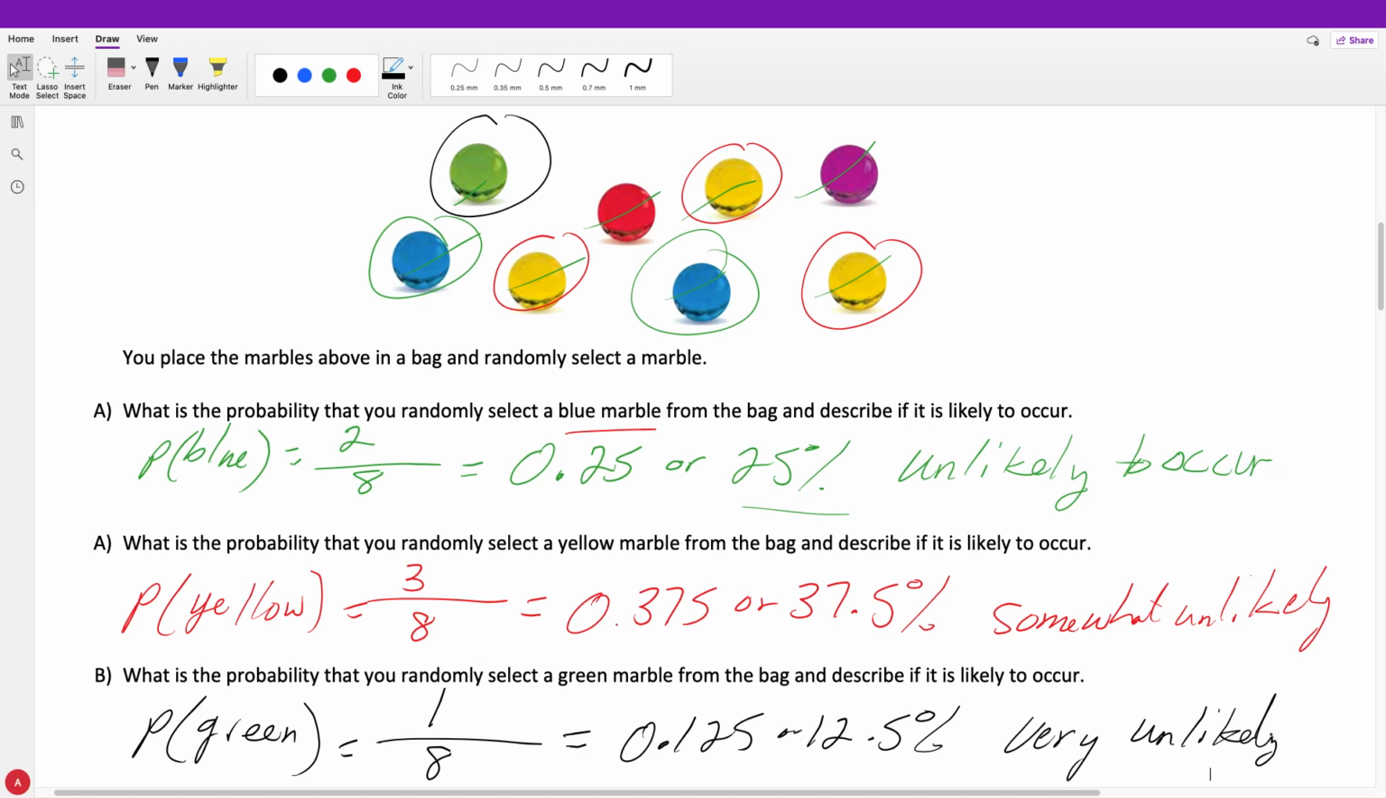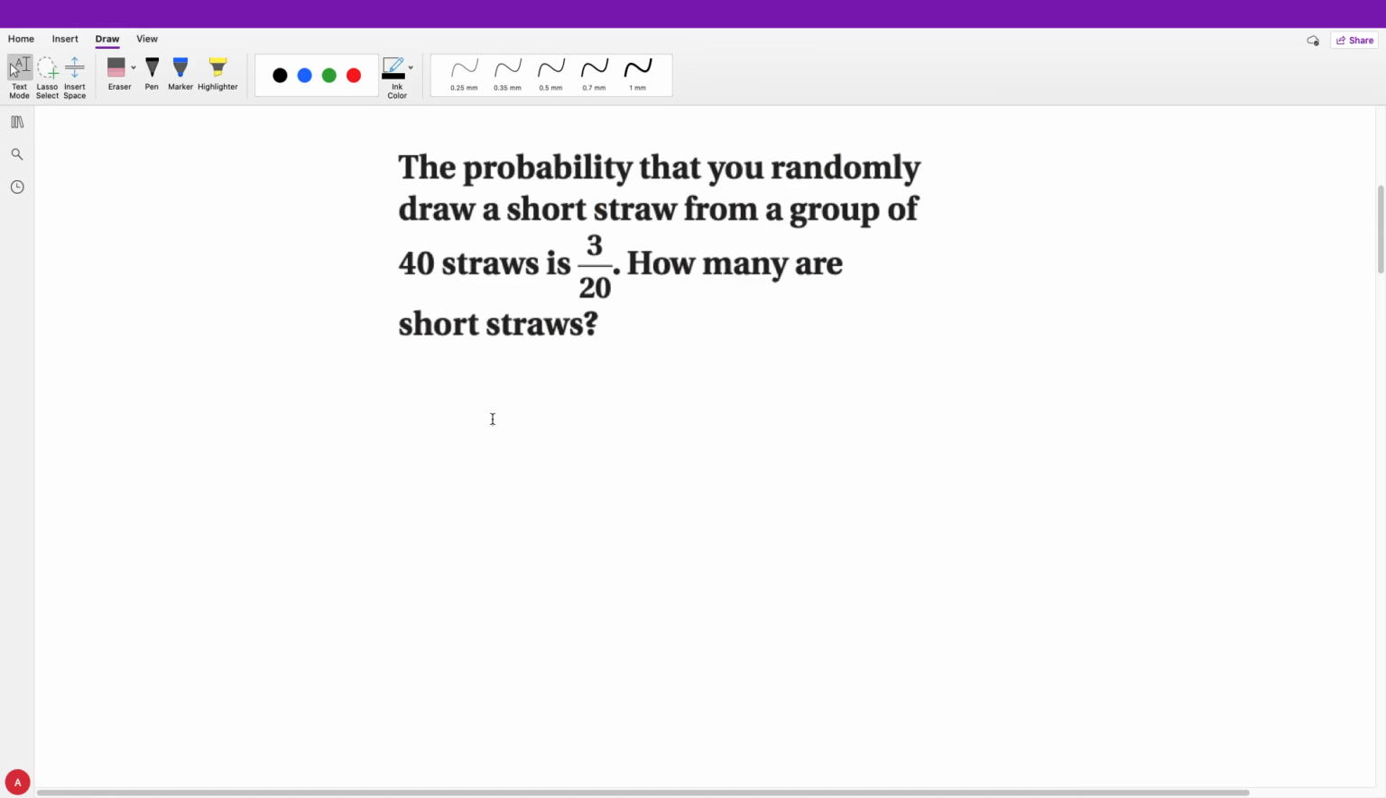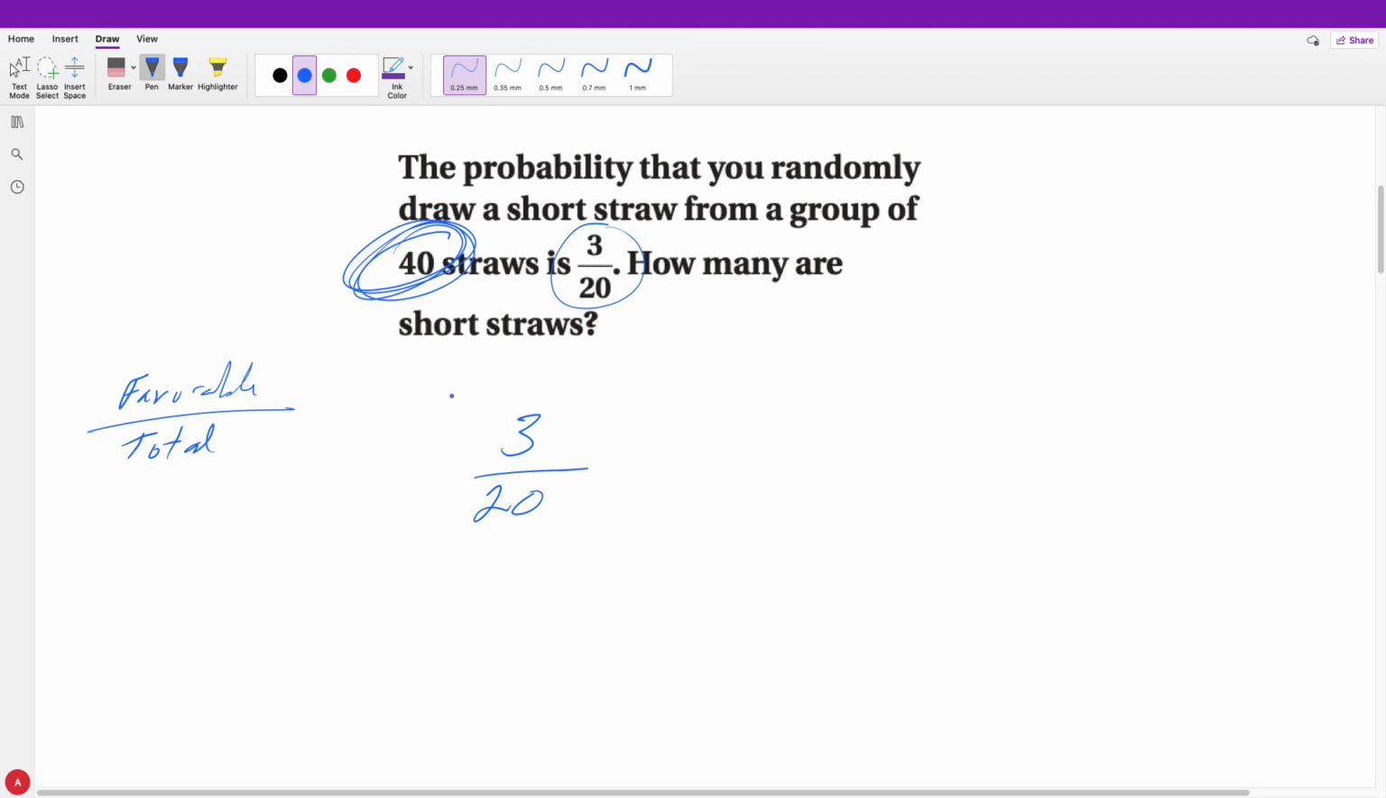All right, there's one more example that we're going to go through in here, and then that will be it for this video. All right, so it says the probability that you randomly draw a short straw from a group of 40 straws is 3 out of 20. How many are short straws? So this is now taking into account what we learned before with proportions. So we know that this ratio or this probability is representing our favorable outcomes over total. So this 3 out of 20, we know, is saying how many favorable short straws there are versus how many total straws.